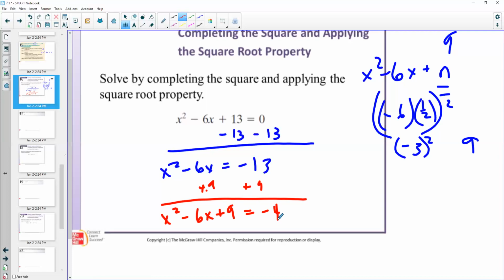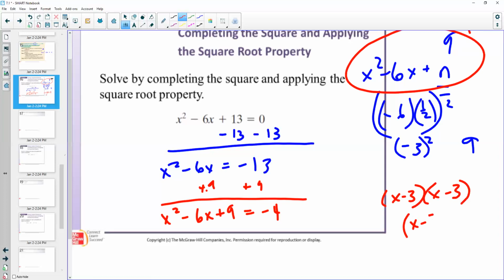Make sure you're with me so far. And then I'm going to write my binomials. This x squared minus 6x plus 9 factors into x minus 3, x minus 3. I can write that as x minus 3 squared. So I'm going to rewrite that as x minus 3 squared equals negative 4. And lo and behold, now I can use the square root property. So on the left, I get x minus 3.